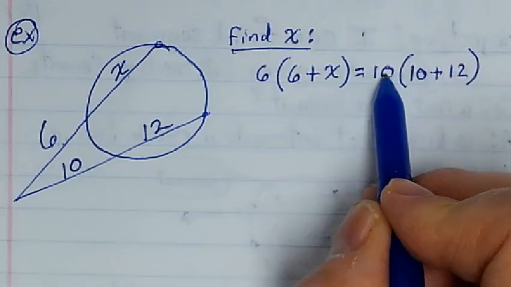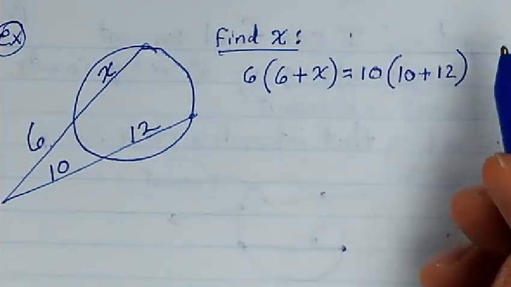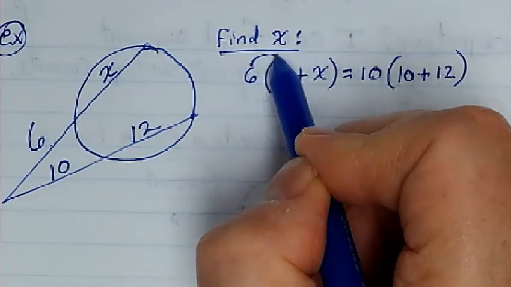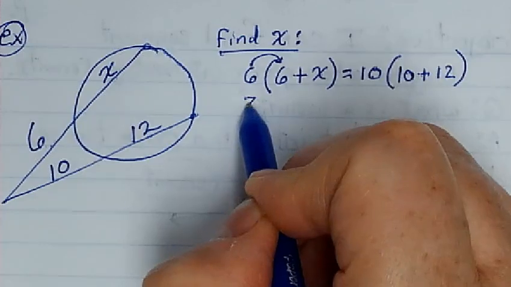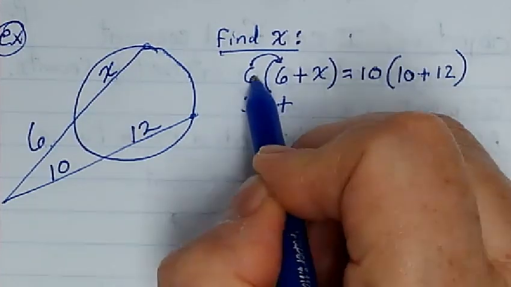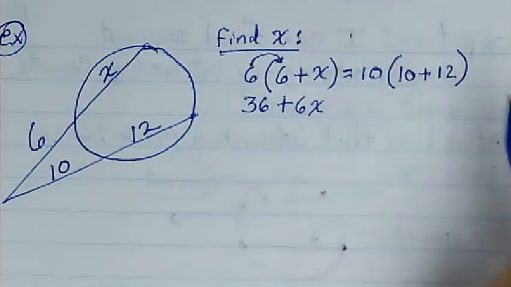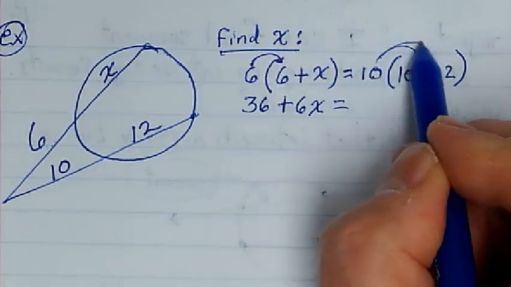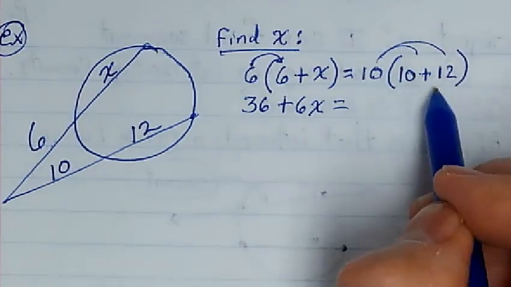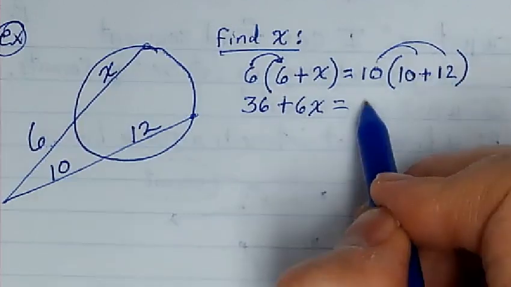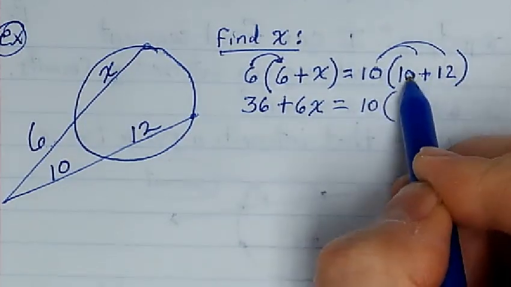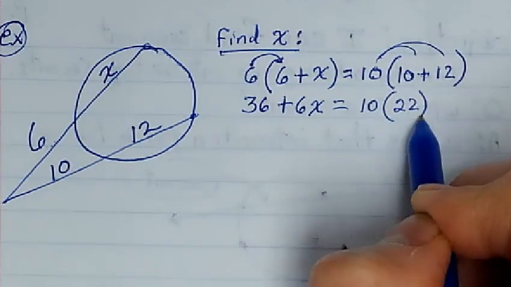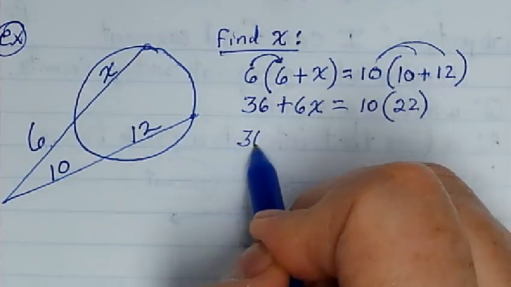Now, in this case, you can't add 6 and x because they're not like terms, but what's 6 times 6? And then 6 times x? And then you could distribute the 10, but I probably wouldn't. I would follow the order of operations and just simplify that. What's 10 plus 12? And so I would just drop this down one more time and multiply that. That's 220.